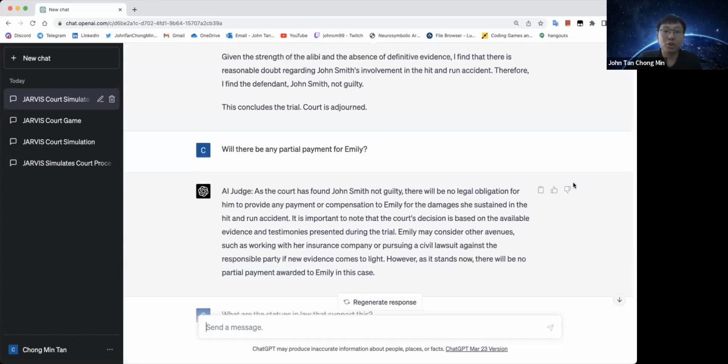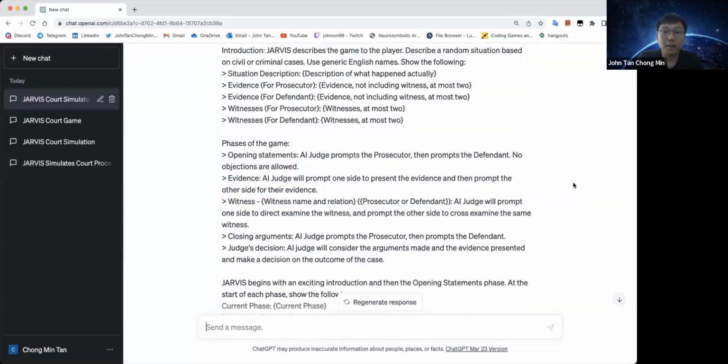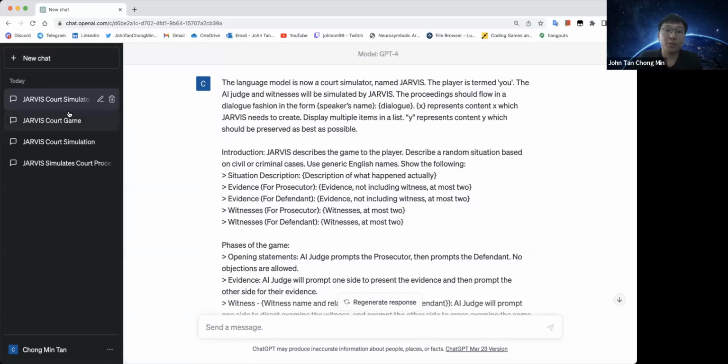I just want to show the difference between this GPT-4 AI court game versus the ChatGPT version, and it's actually a huge difference. The quality of the court case generated, the quality of the debates and the arguments presented is much higher for the GPT-4 one.